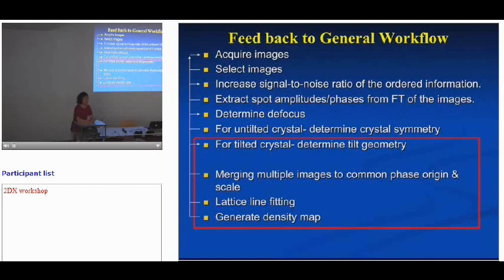MakeTrain is a way of giving you better references when you do the unbending. So that's basically helping you to go back to your image in order to get a better unbent image, improve your signal to noise ratio in order to get better lattice line fitting. So they are two different processes.